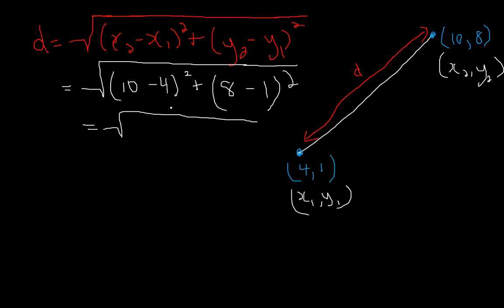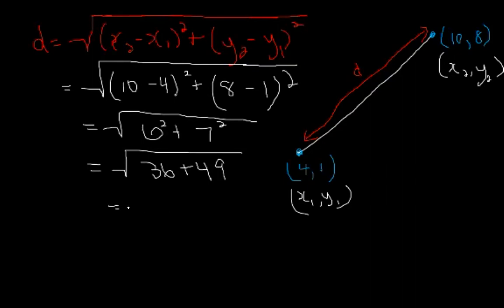So that's the square root of 10 minus 4, which is 6, so 6 squared, plus 8 minus 1, which is 7 squared. So the distance of this line, also known as the distance between these 2 points, would be the square root of 36 plus 49, which is equal to the square root of 85. You understand that?